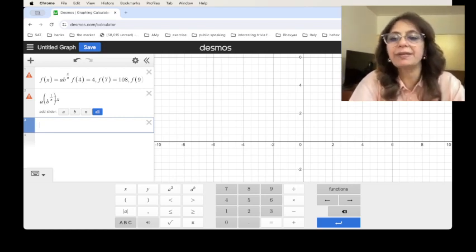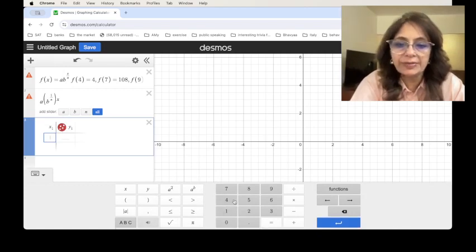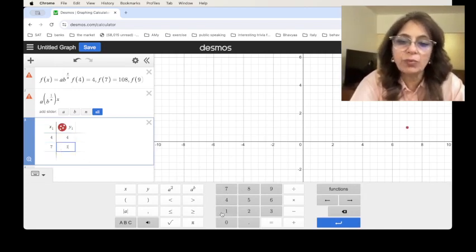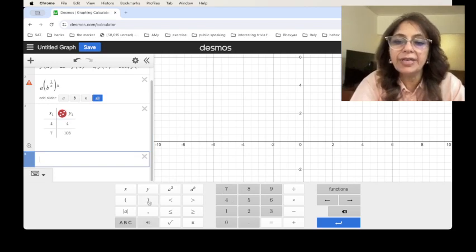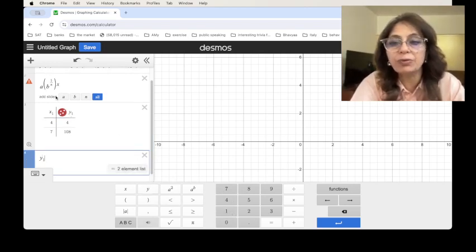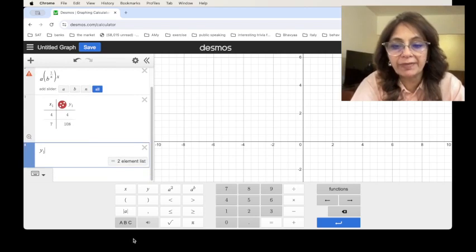Coming to finding the regression over here, we add a table, add the two values, 4 and 4, and also the values 7 and 108. Post that, what we need to do is write down the expression for the regression. Now here we need to be careful that we need to write y with a subscript of 1 because that's the table that we have defined, and that's from where we want Desmos to pick up the values from.